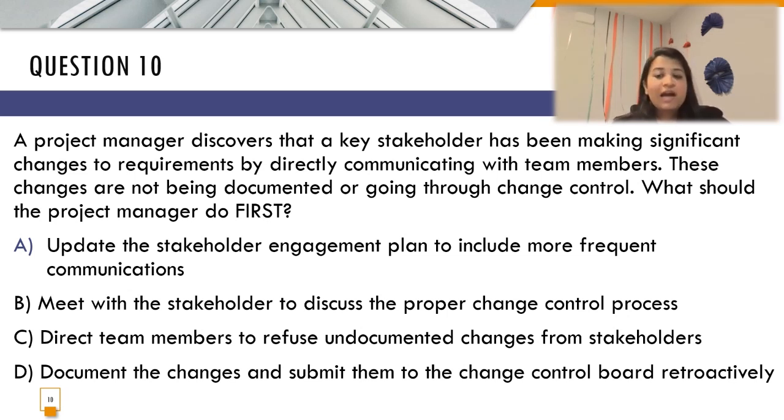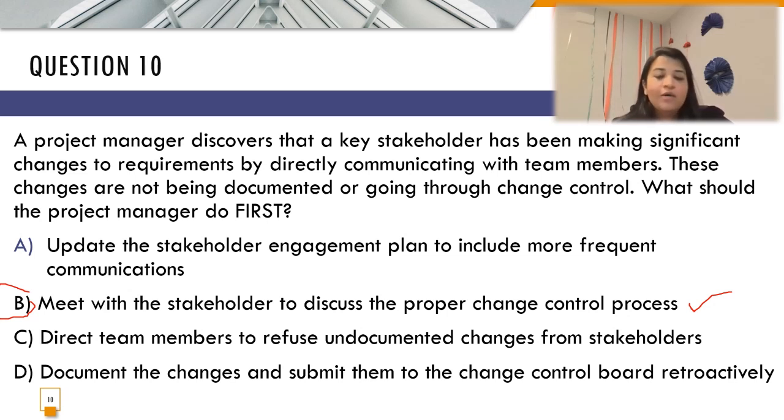So given the options that we have over here, the project manager should meet with the stakeholder to discuss or educate him or her on the proper change control process, which is the correct answer. Because if the team members are going to refuse the changes that the stakeholder is giving them, it is definitely going to create conflict because they are not obeying what the stakeholder is saying. So it's not the right choice, which is option C.